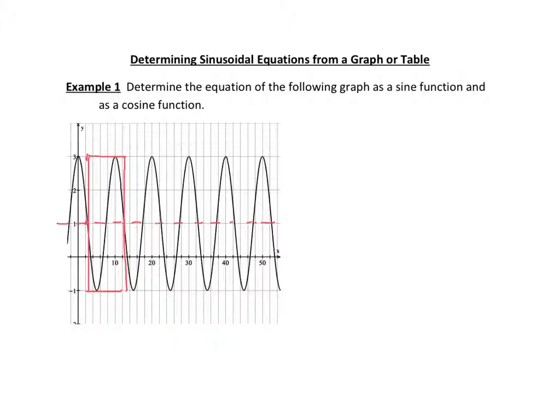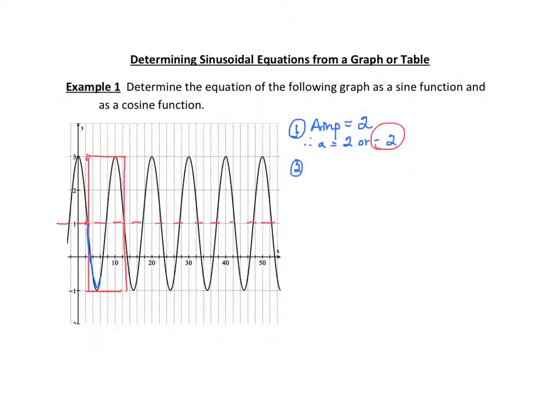Okay, and then from there, we're going to identify some of the key features about this graph. So for one thing, we can see that the amplitude is 2. So that means our A value is either going to be 2 or -2. Now in our case, looking within that box, because we go down to a minimum point first, we know that the A value is going to be -2.